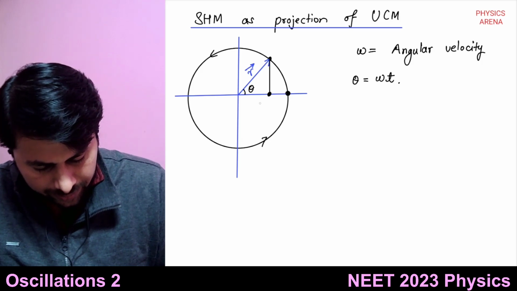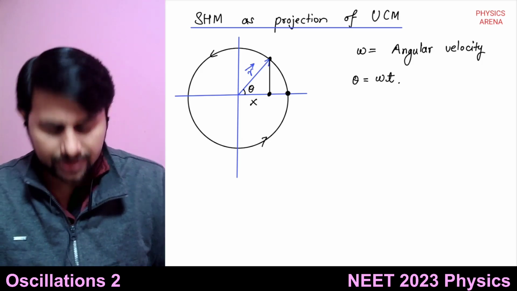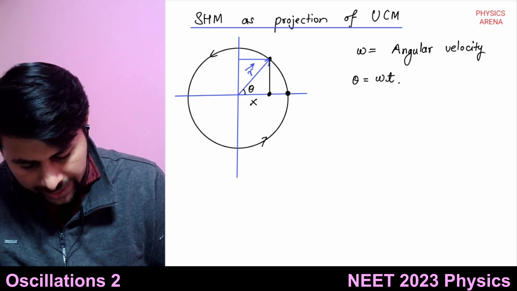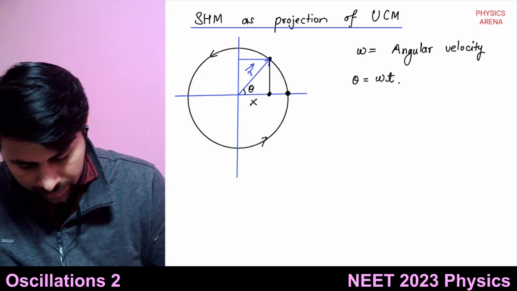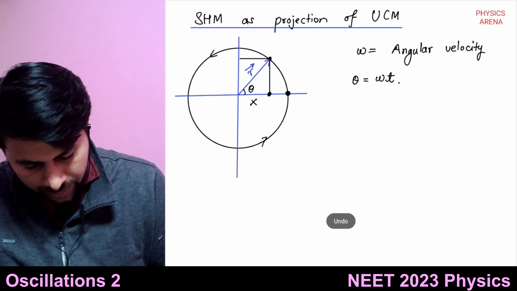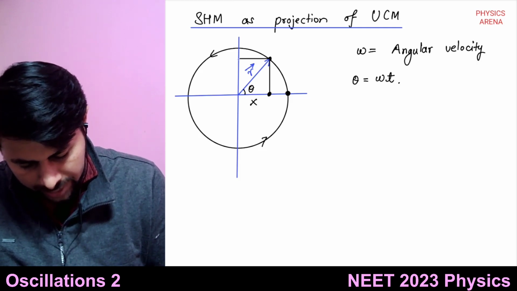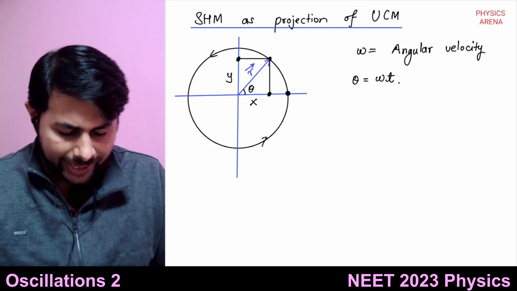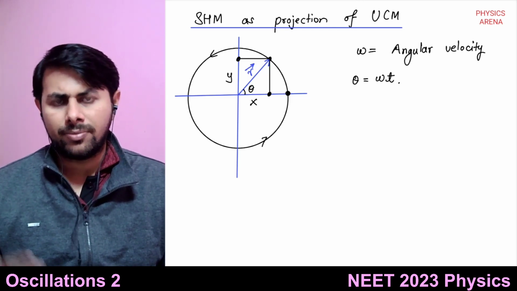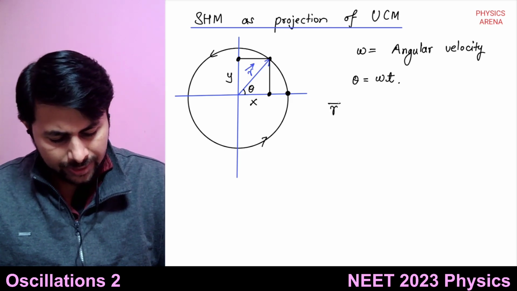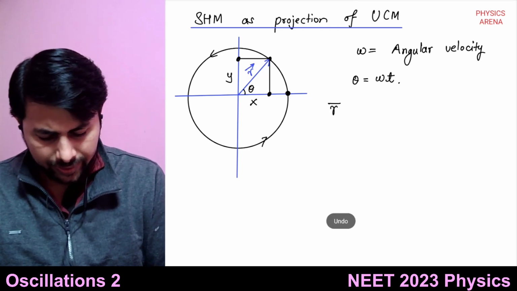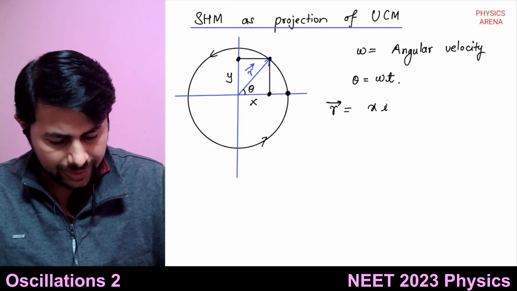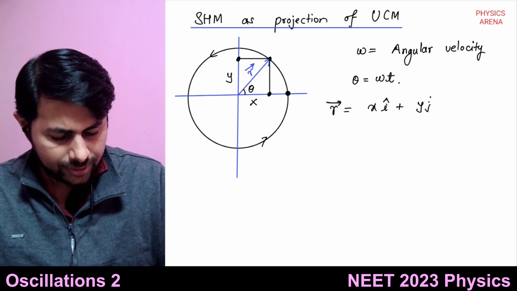So projection is here. So this much distance is x, and if we consider projection on y-axis, then this much distance is y. So we can write r bar in terms of x and y. So r bar is equal to x into i cap plus y into j cap.